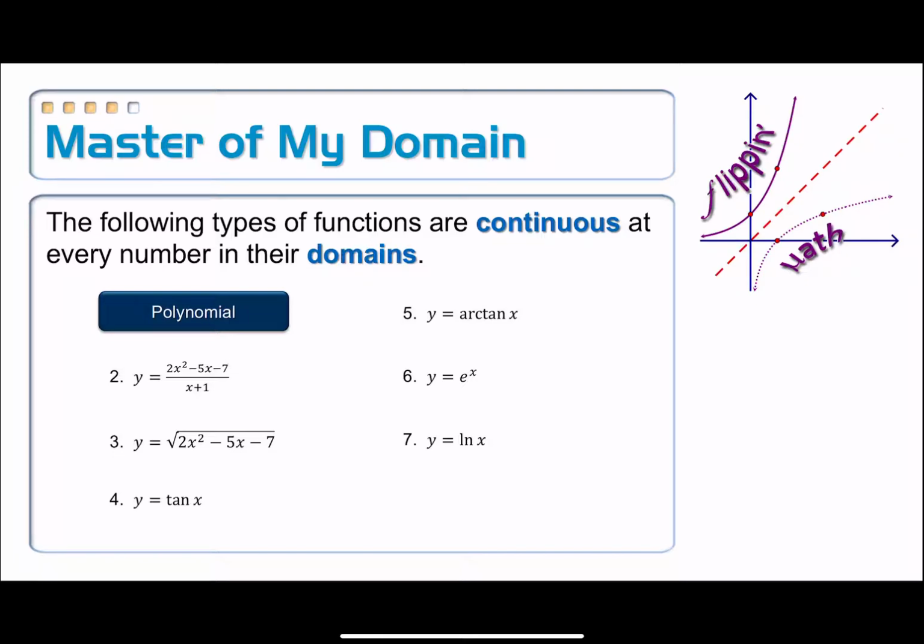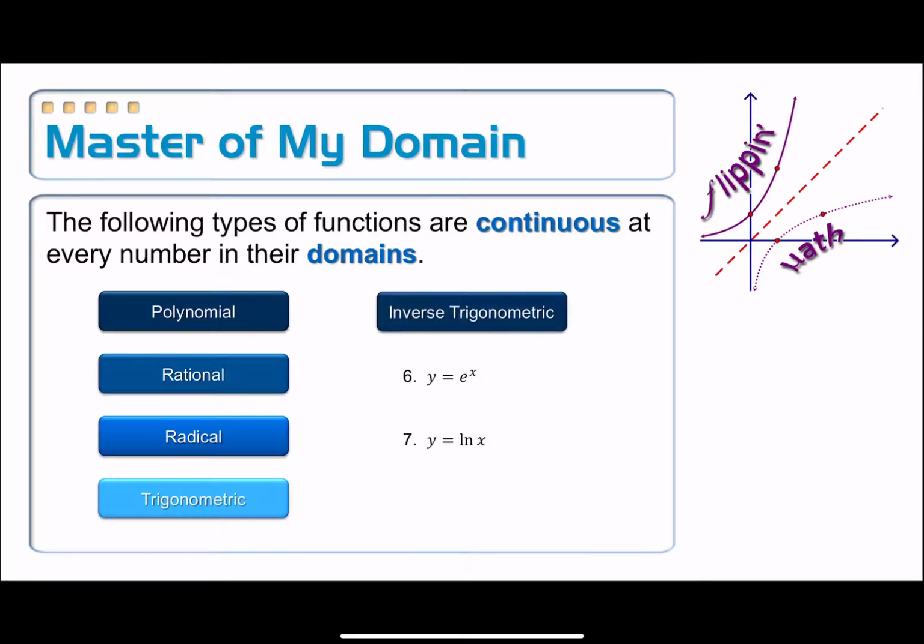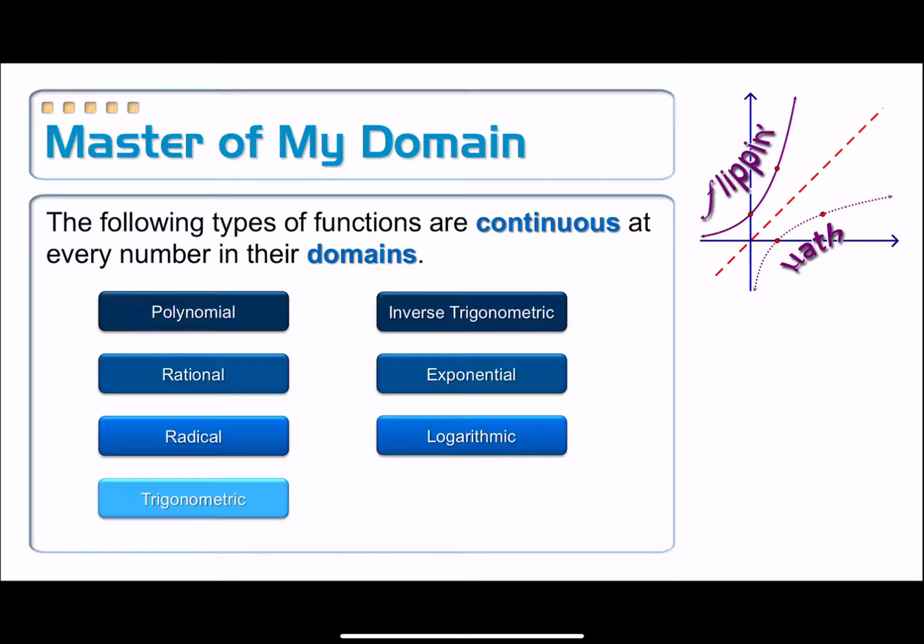What do we have on number 2? That's a rational function. As long as the points that we're talking about are within the domain, it's continuous there. Of course, we take out our holes, we take out our vertical asymptotes. Number 3 is a radical function. It's continuous everywhere in its domain. We've got trigonometric for number 4. We have inverse trigonometric for number 5. We have exponential, and we have logarithmic. So all of these functions are going to be continuous at every single point in their domain.